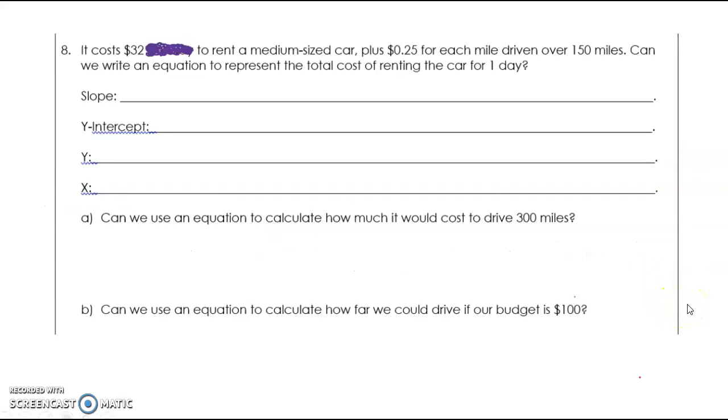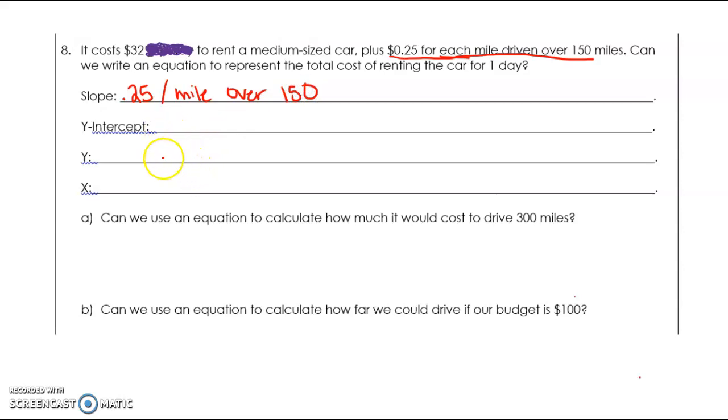So I have another situation here where it costs $32 to run a medium-sized car plus 25 cents for each mile driven over 150 miles. So basically you're getting 150 miles free without being charged that 25 cents. So can we write an equation? Can you identify your slope? Well, I have this key word here, each. So that is a dead giveaway that this has to be our slope. So our slope is 25 cents for every mile over 150.